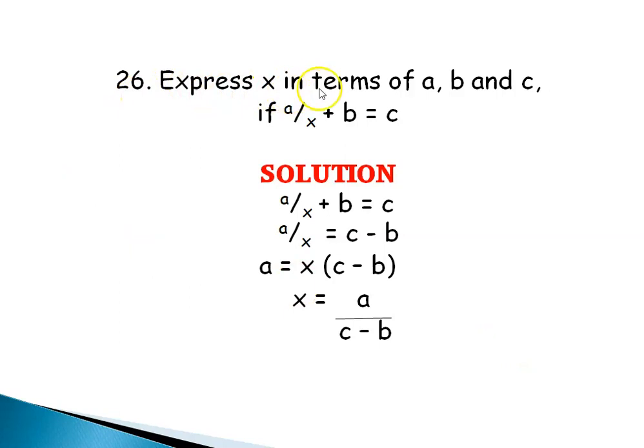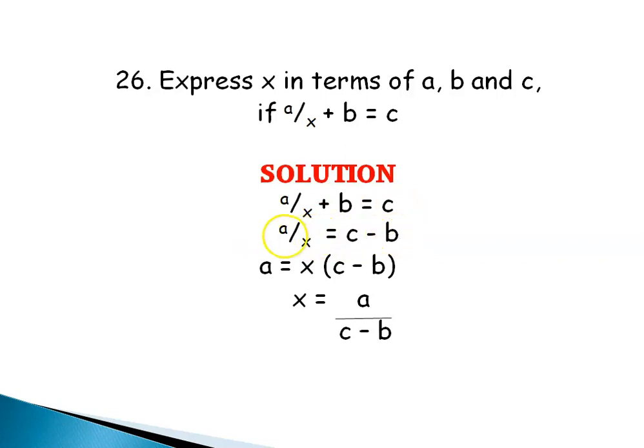Question 26. Express x in terms of a, b, and c if a over x plus b is equal to c. So we want to make x the subject of the formula in this equation. Alright, so the first thing is let's move b to this side. Remember, all we want to do is ensure that x is remaining alone on the particular side. So I'm bringing b here, it becomes minus b. A over x is equal to c minus b.